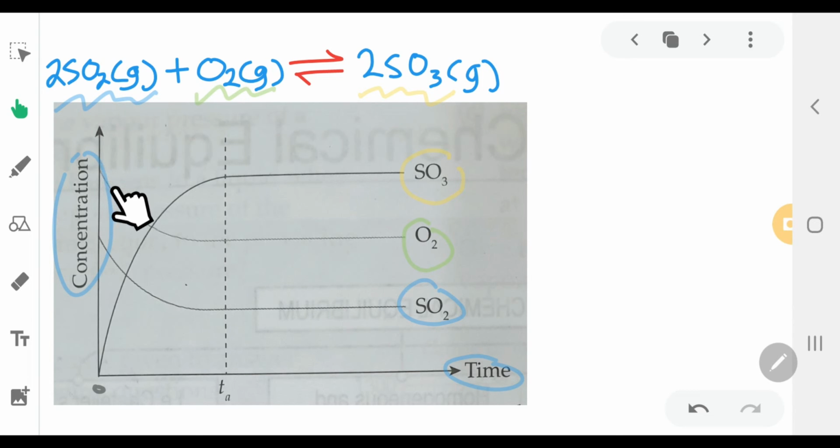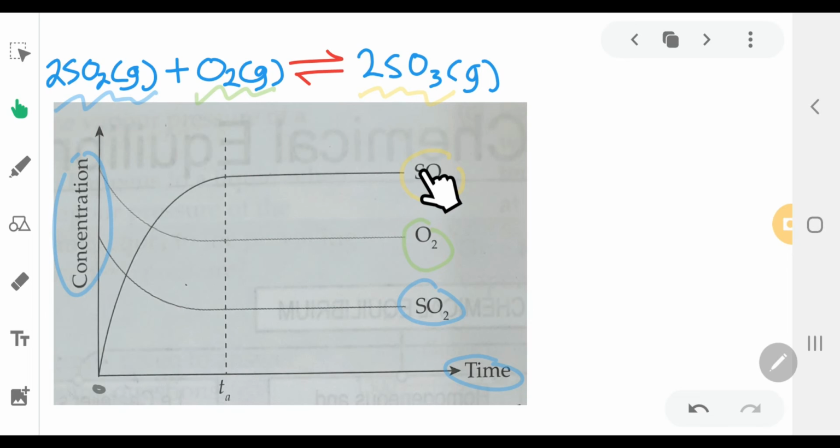So the concentration will be declining in the beginning, and then it will reach a stable state over here. Okay, same goes to the SO2. So in the beginning, you have a concentration at time equals 0 right here, at 0 second. So the concentration of SO2 is right over here, and as time goes by, you can see that the concentration will start to decline. But when you reach this tA, it is also going to reach some sort of stable state.